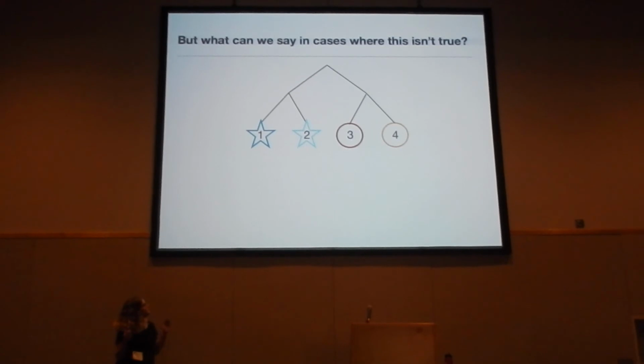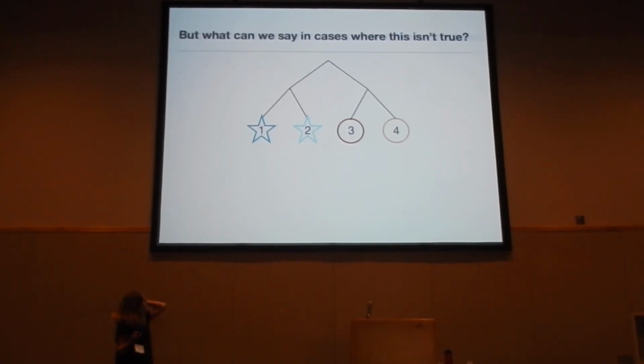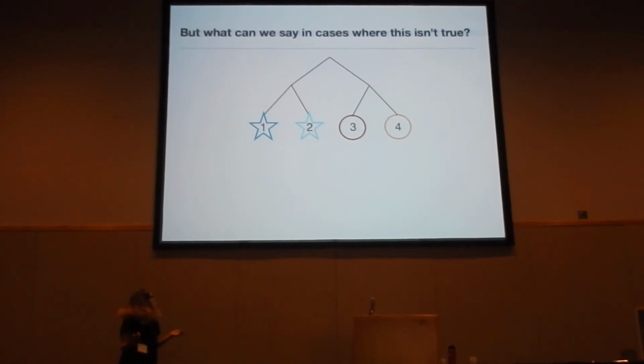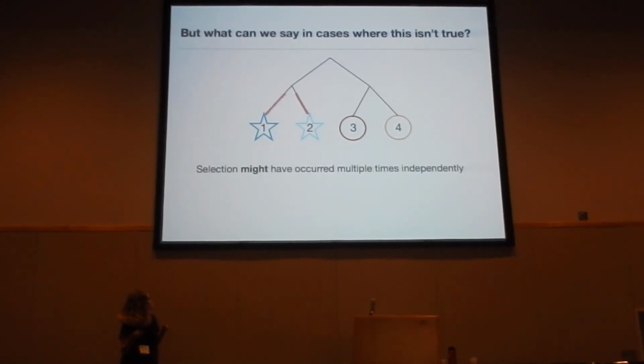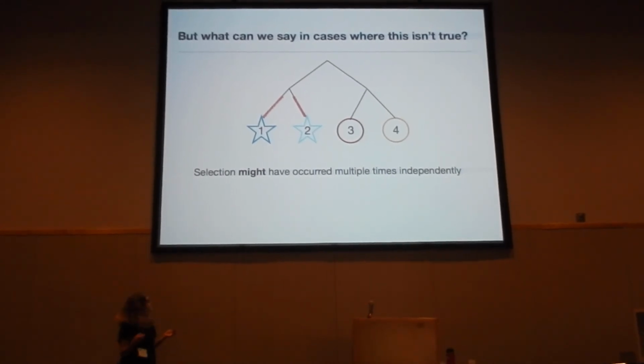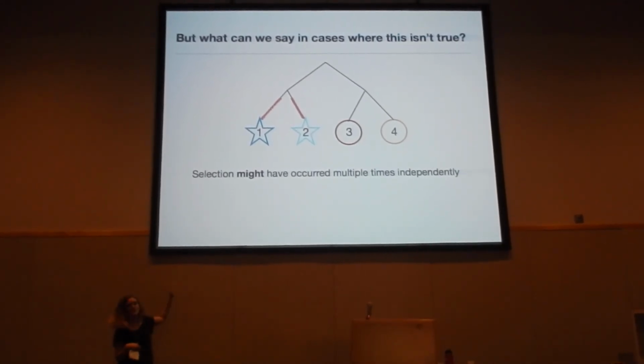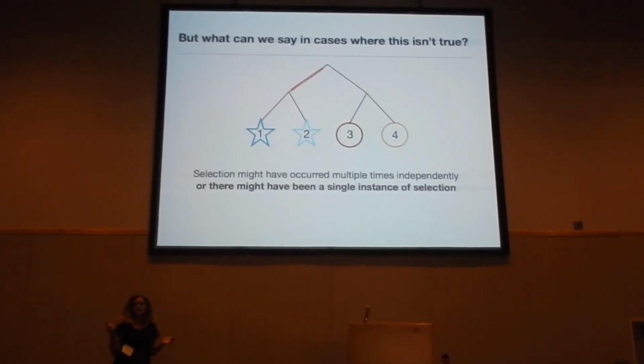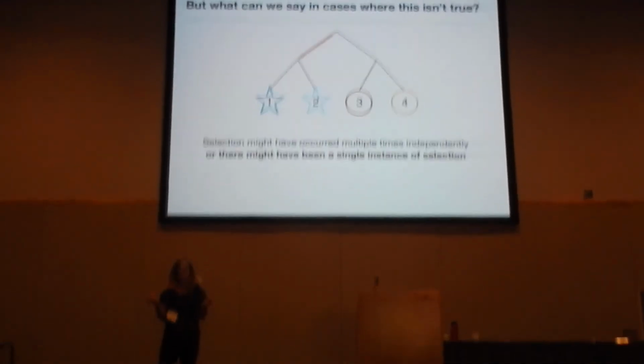But what can we say in cases where this isn't true? Where things are more complicated or our 2 selected populations are sister to one another. In this case, the selection might have occurred multiple times independently, so there might be true convergent adaptation, here indicated by these lines on these branches. Or there might have been just a single instance of selection sometime in their ancestor before the populations split from one another.